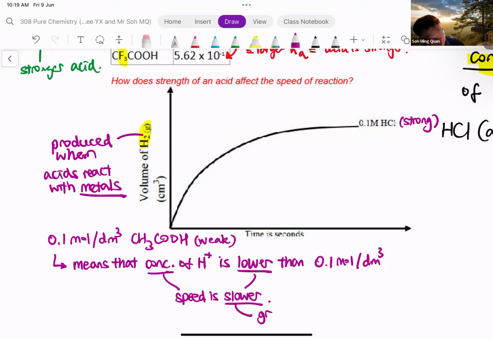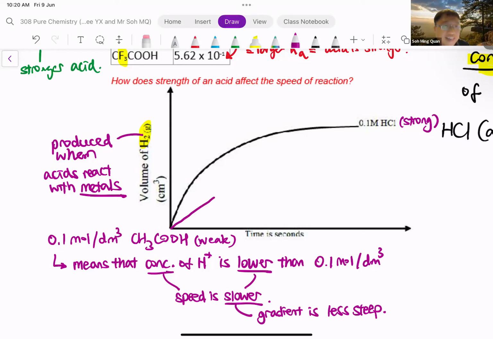Slower means the gradient is less steep. Hence, your ethanoic acid graph must look like this. The gradient is less steep. Okay, let me draw it nicely. So you start off at 0, less steep.